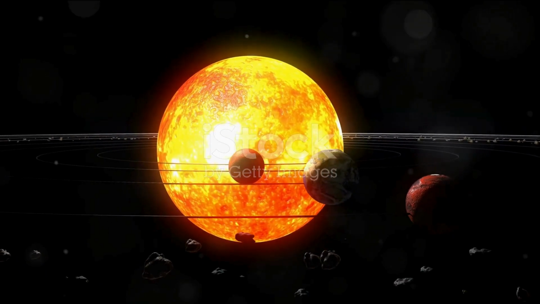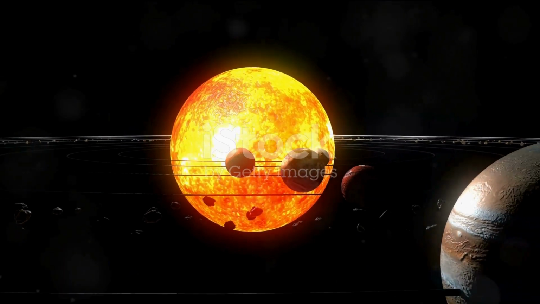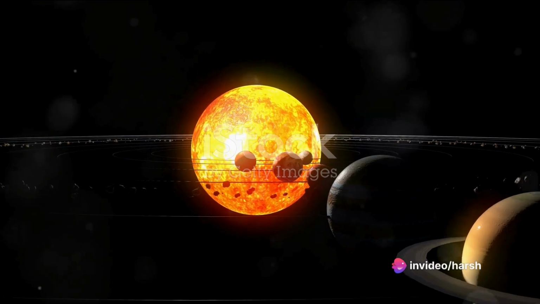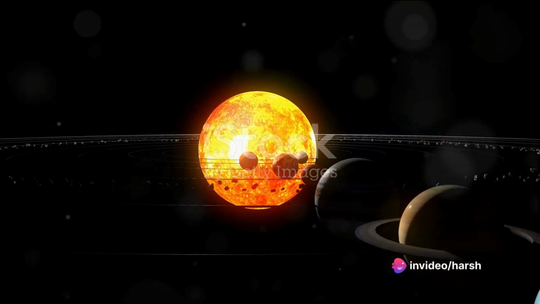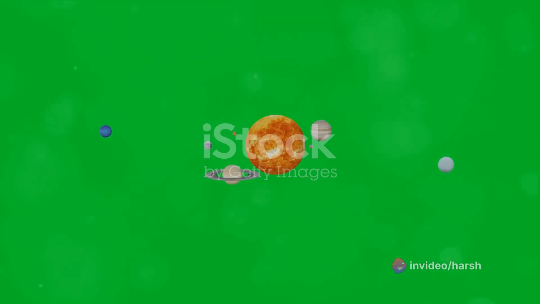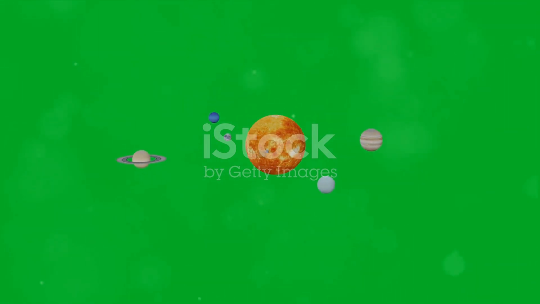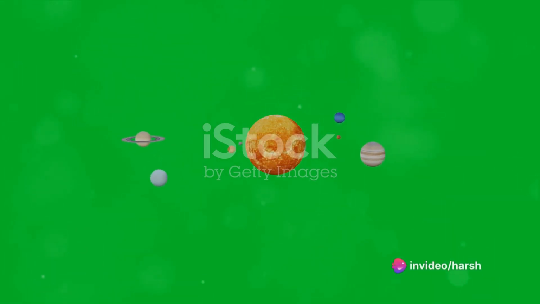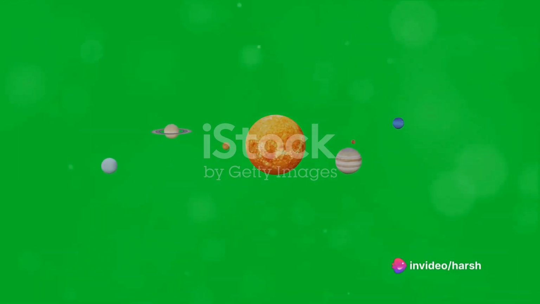But here's the interesting part. The distance from the sun played a critical role in determining what these bodies were made of. Close to the sun, where it was hot, volatile substances like water, methane, and ammonia couldn't condense. They remained as gases and were blown away by the solar wind. So the planets that formed here, like Mercury, Venus, Earth, and Mars, are primarily made of rock and metal.